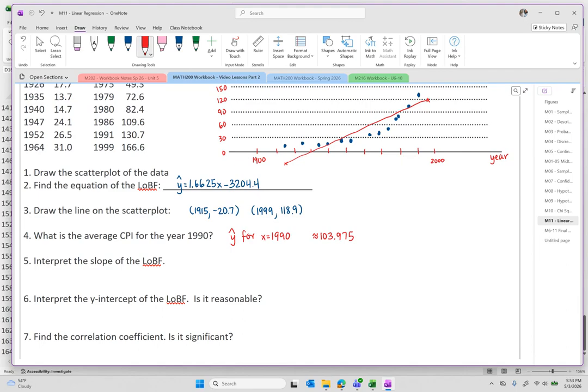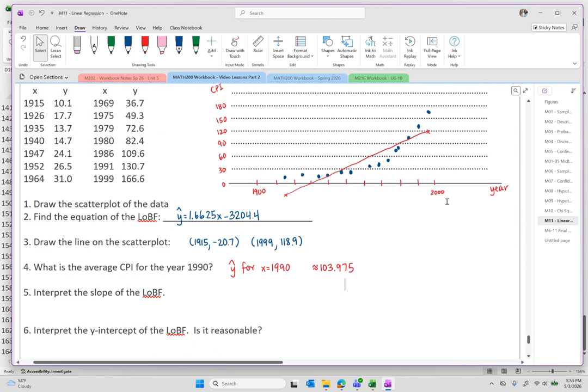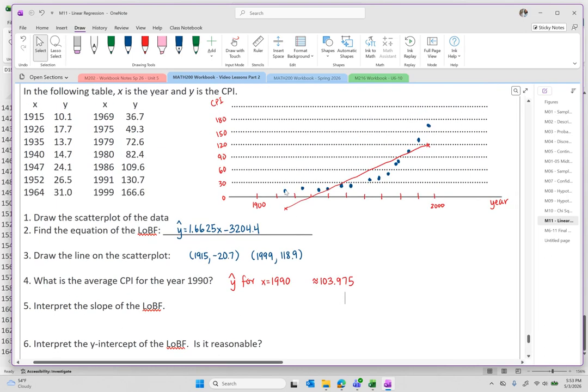Now you can see that it is not a perfect looking fit. Maybe a curve would be a better fit here instead of a straight line, but since we are learning linear regression, we just fit a straight line.